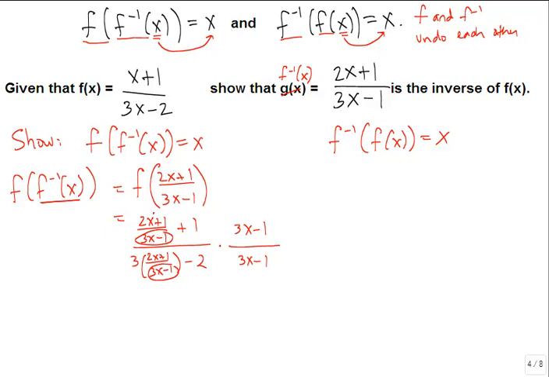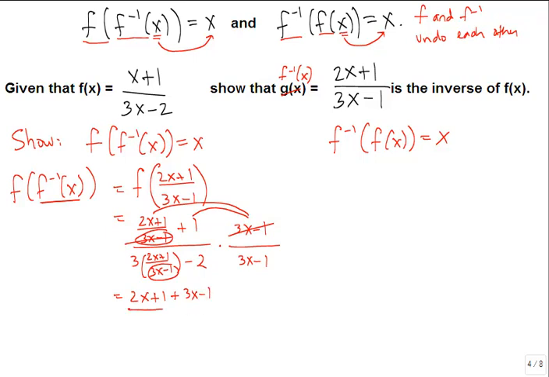Now when I take this first fraction times that common denominator, the entire 3x minus 1 terms cancel out, and all we're left with is this numerator 2x plus 1. So we just multiplied this first term in front of the plus sign times our common denominator. Now we have to remember to multiply the 1 times that common denominator as well, so that's just going to leave it as 3x minus 1.